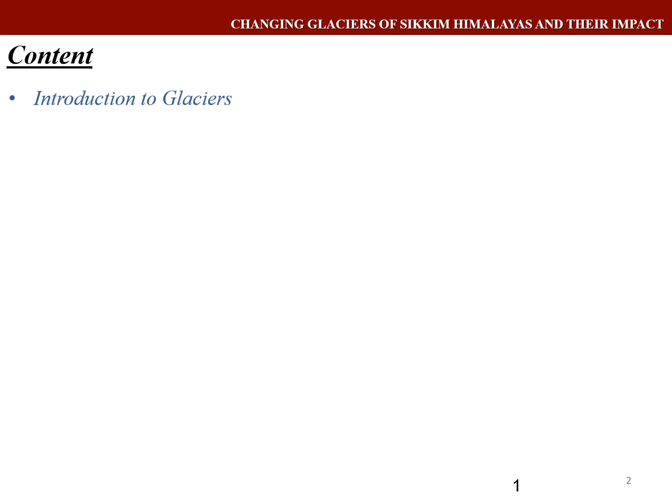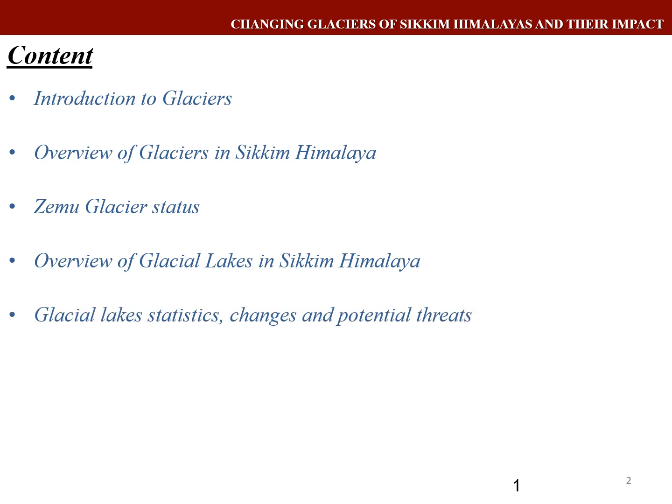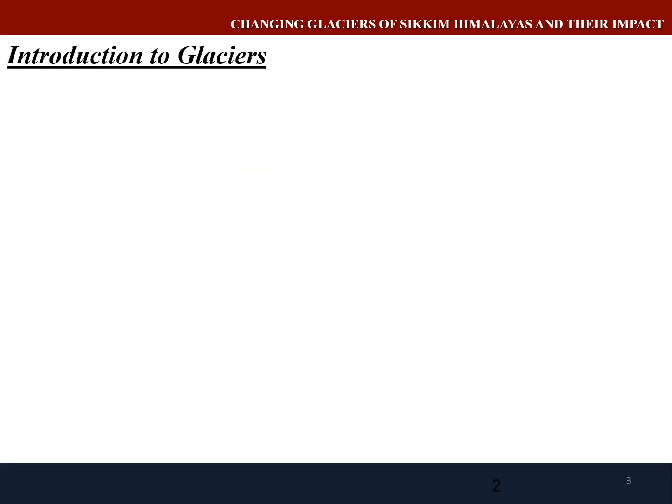So I will give you a brief introduction about glaciers, then what the glaciers in the Sikkim Himalayas are, why Jemu Glacier is the special one, and what glacial lakes are and what they have to do with the disasters happening there, and glacial lake statistics and changes, what threats they are posing, and the impacts of melting glaciers in that region. Finally, there will be references you can see.